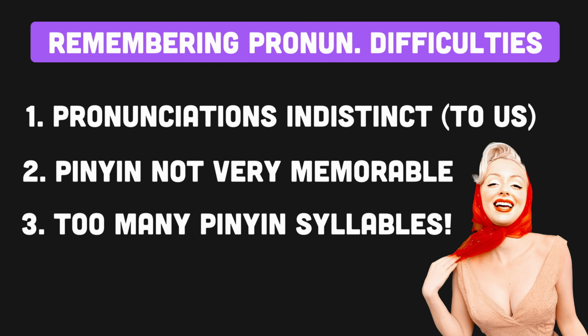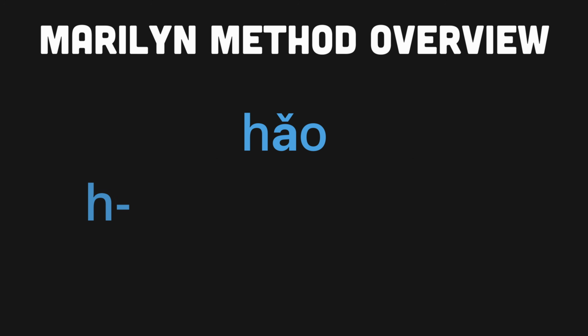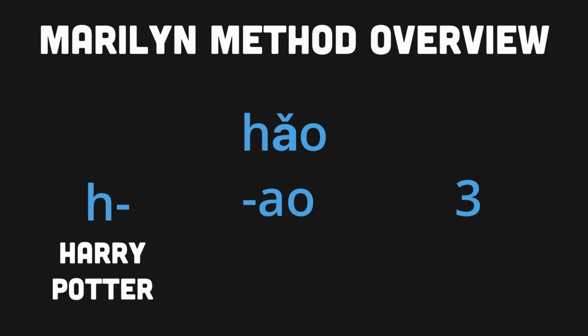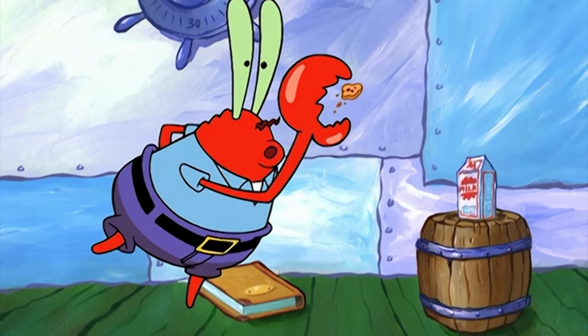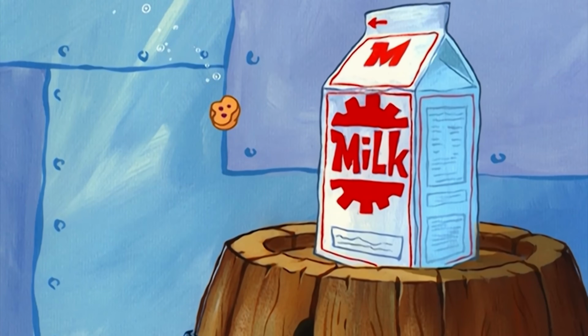The Marilyn Method was created to solve these three issues and in turn make pronunciation memorable for each character. It does this by splitting up the Pinyin syllables to make them less numerous and more memorable. It then assigns an easy to remember association to each of these Pinyin parts. Let's start with the process of splitting up the Pinyin syllables into more digestible pieces.